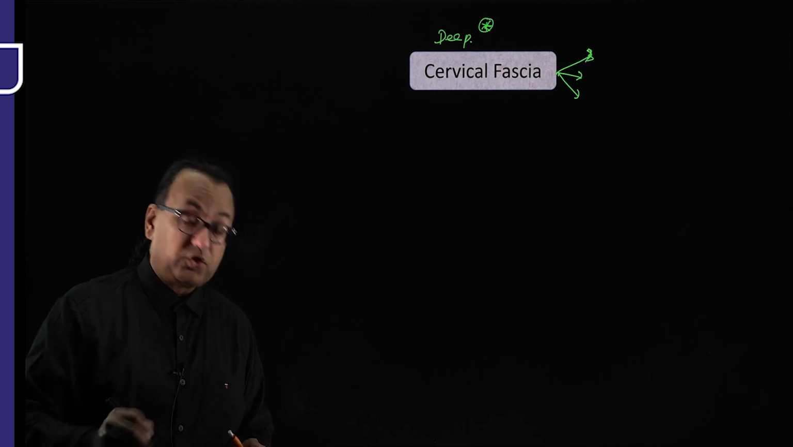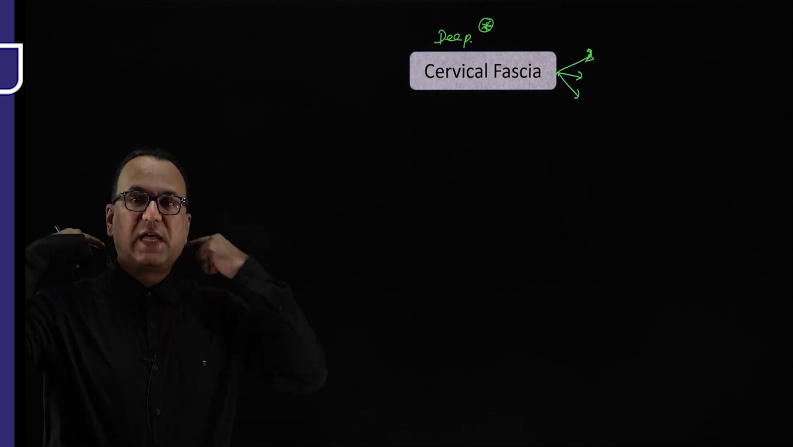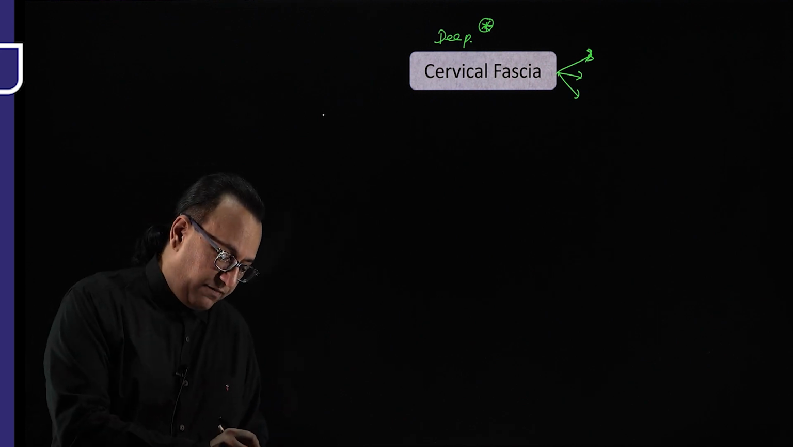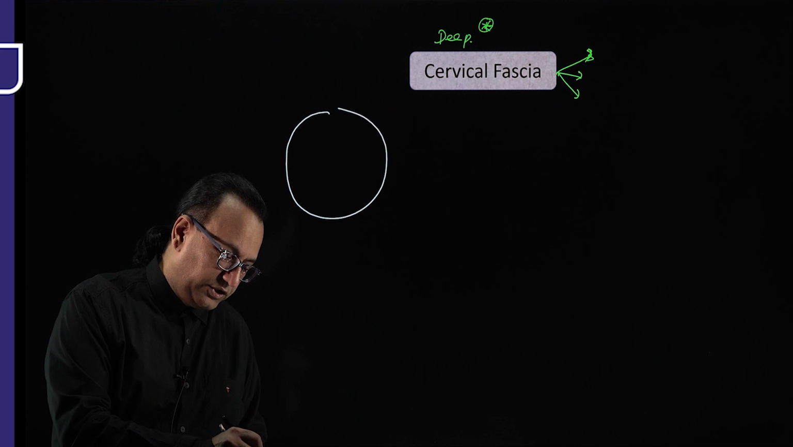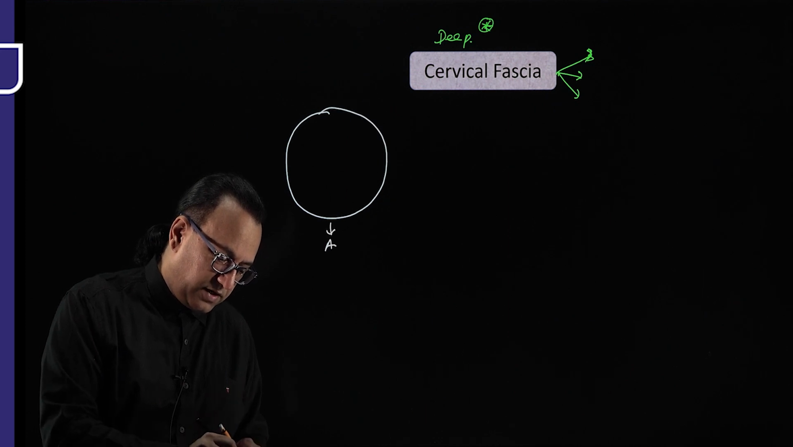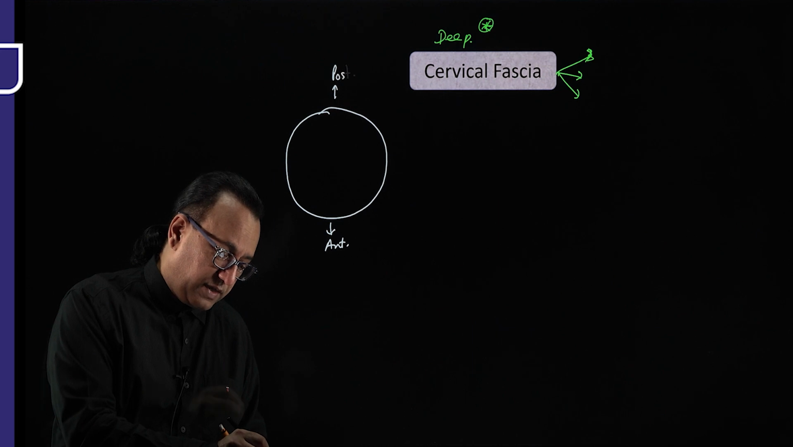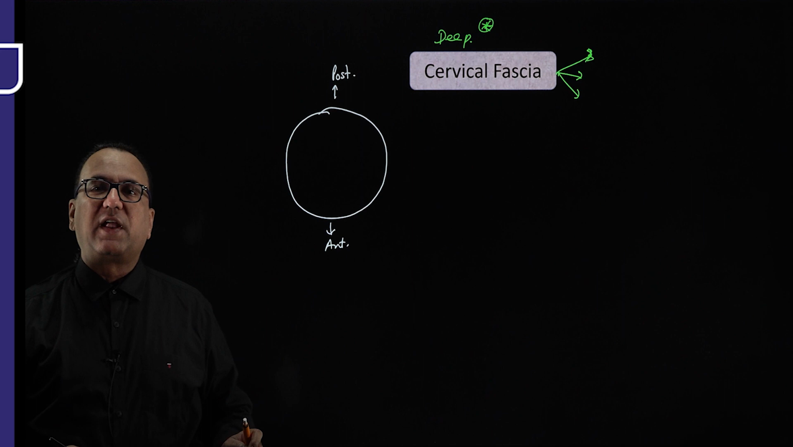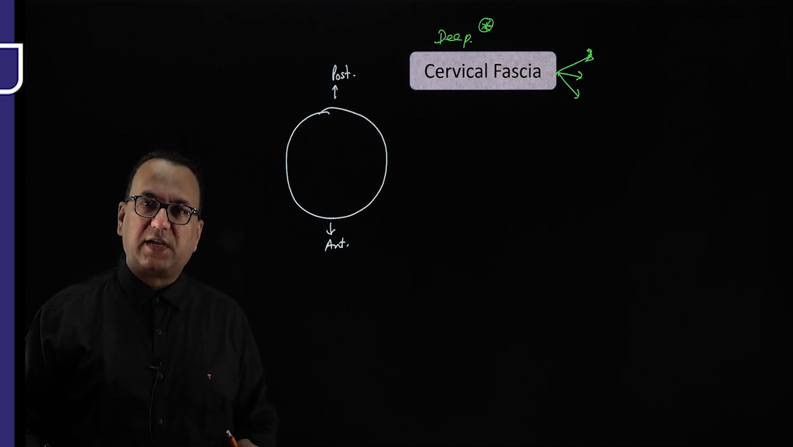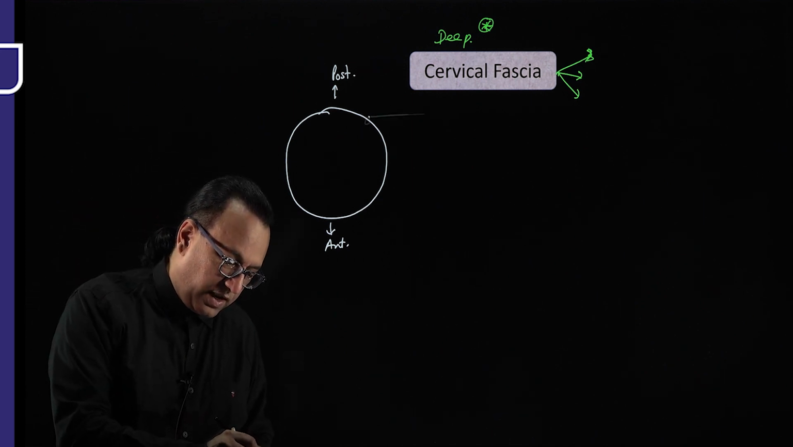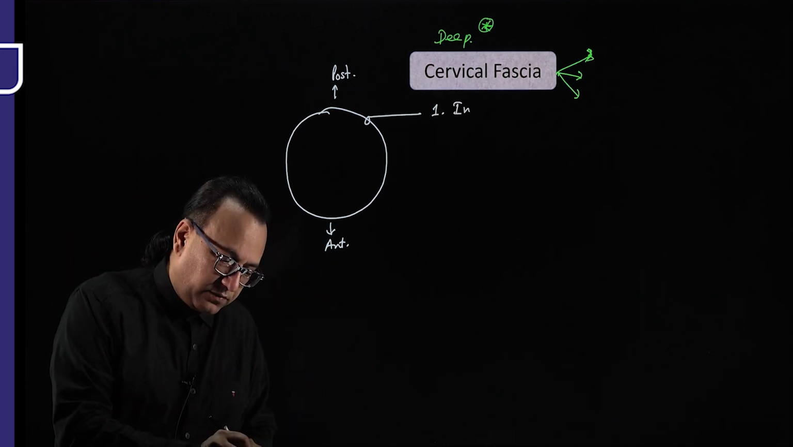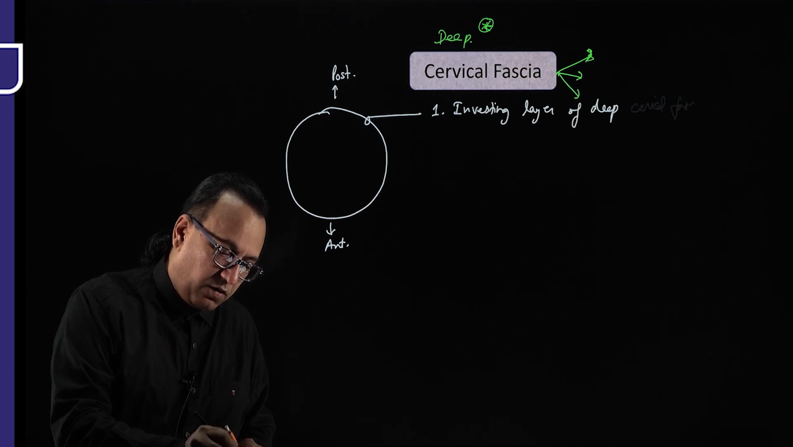As we talk about them, let us take one transverse section in the cervical region so as to understand them better. Say we have taken a transverse section in the neck region, and this is anterior, that is the posterior, and around the neck region, the one which is the most outer one is called the investing layer of deep cervical fascia. So let us write down the name. The very first, which is totally outside the neck, is called the investing layer of deep cervical fascia.